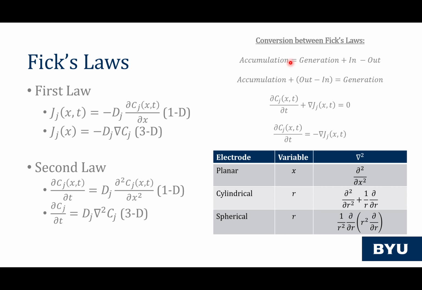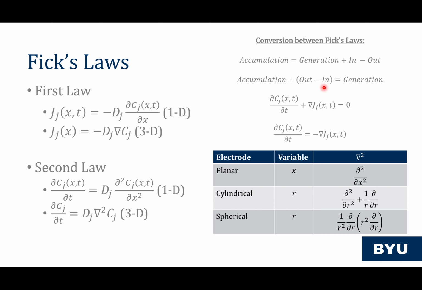So we're going to say that accumulation of a species is equal to the generation of that species inside a volume plus however much of that we're putting into the volume and however much we're taking out. We can rearrange. We can plug in our actual mathematical terms. So here we have the change in our concentration over time. And then here we have our flux representing the in and out terms.